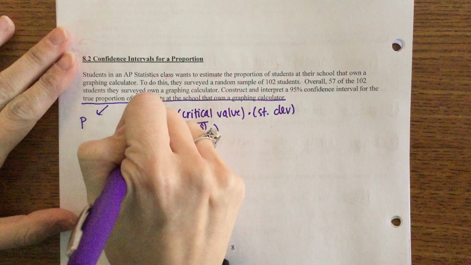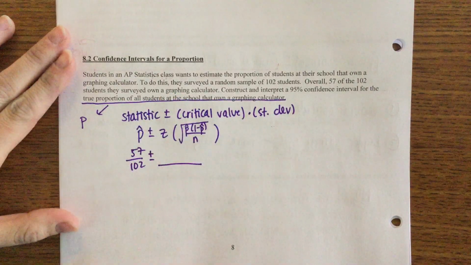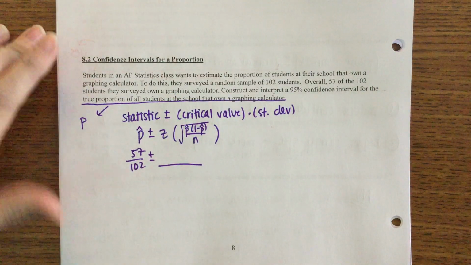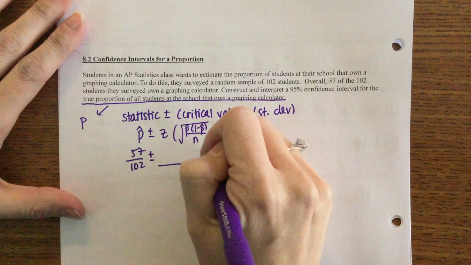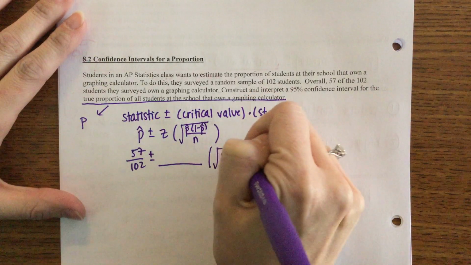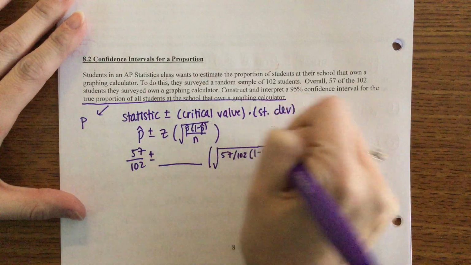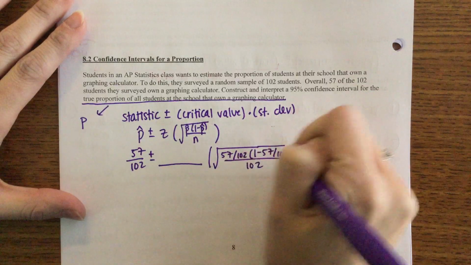57 out of 102. So 57 students out of 102 had a graphing calculator. Plus or minus. We're not going to do Z just yet. I'm going to show you in a minute how to find Z. And then we have the square root of 57 out of 102 times 1 minus 57 out of 102, all out of 102.